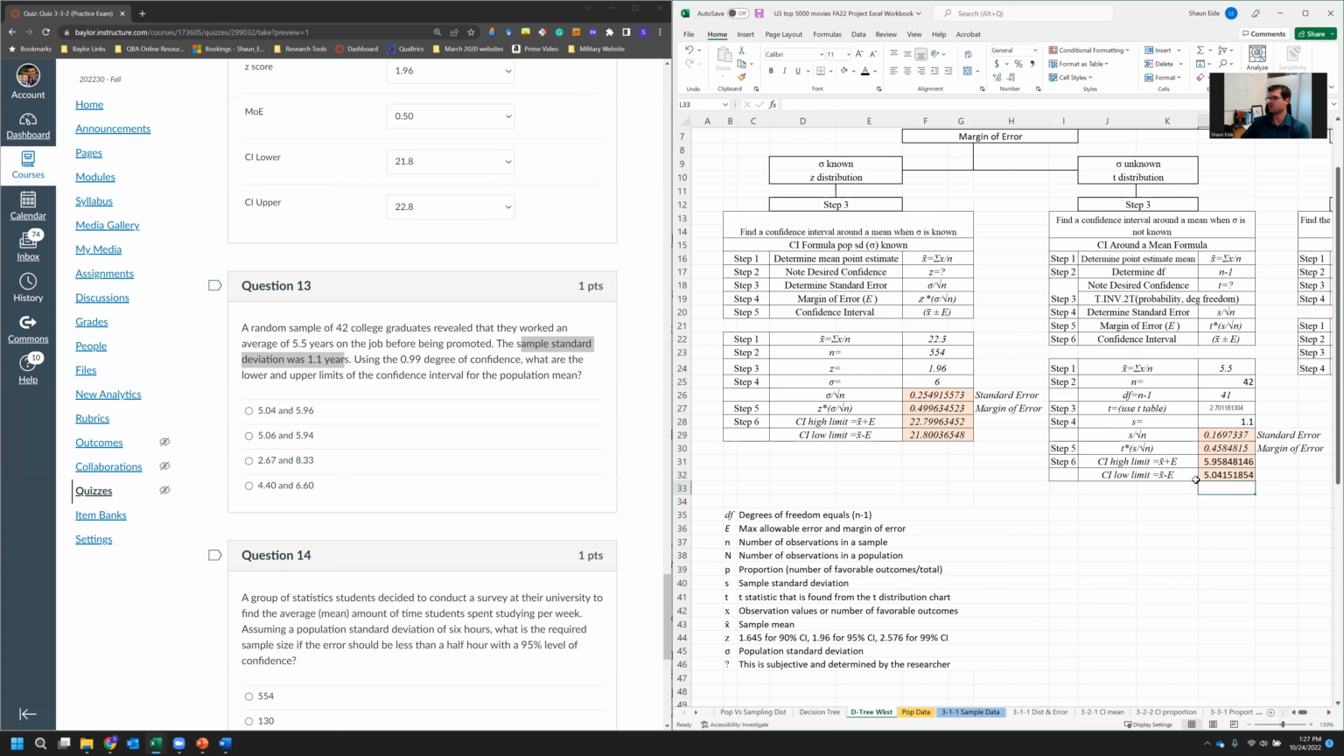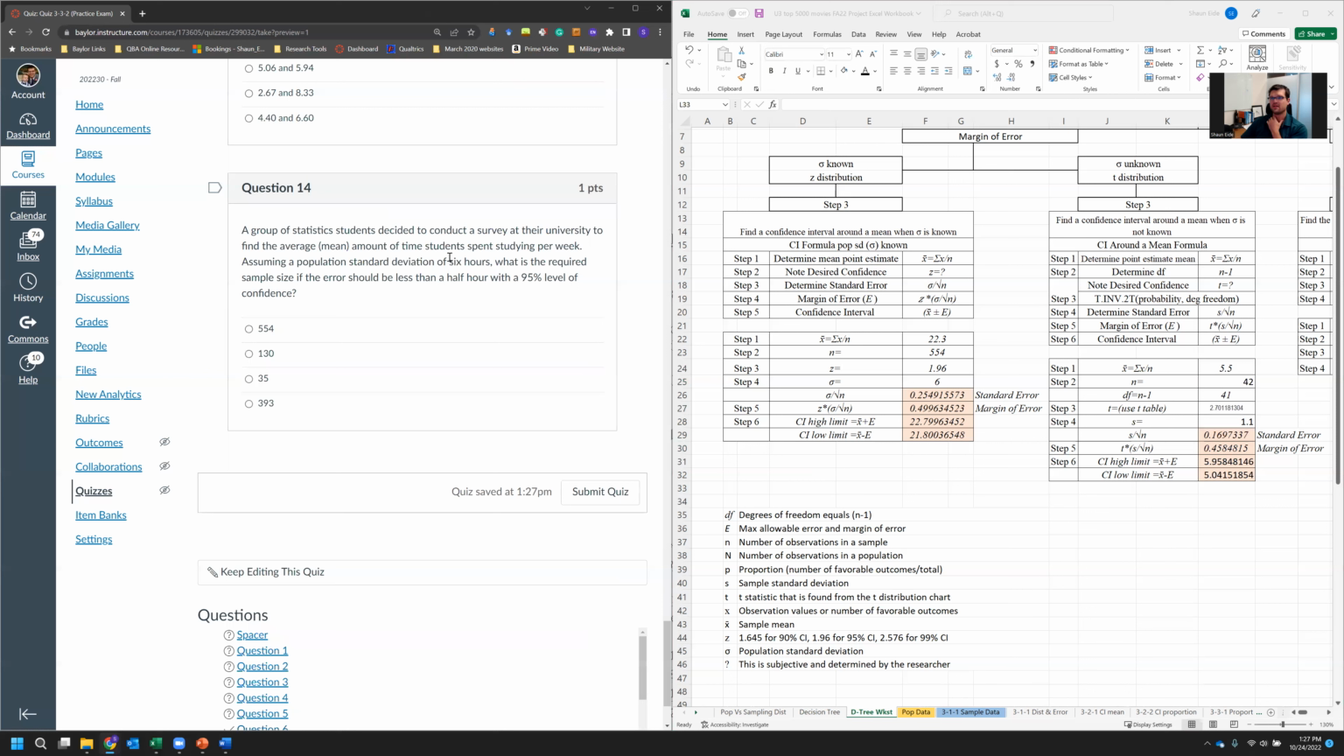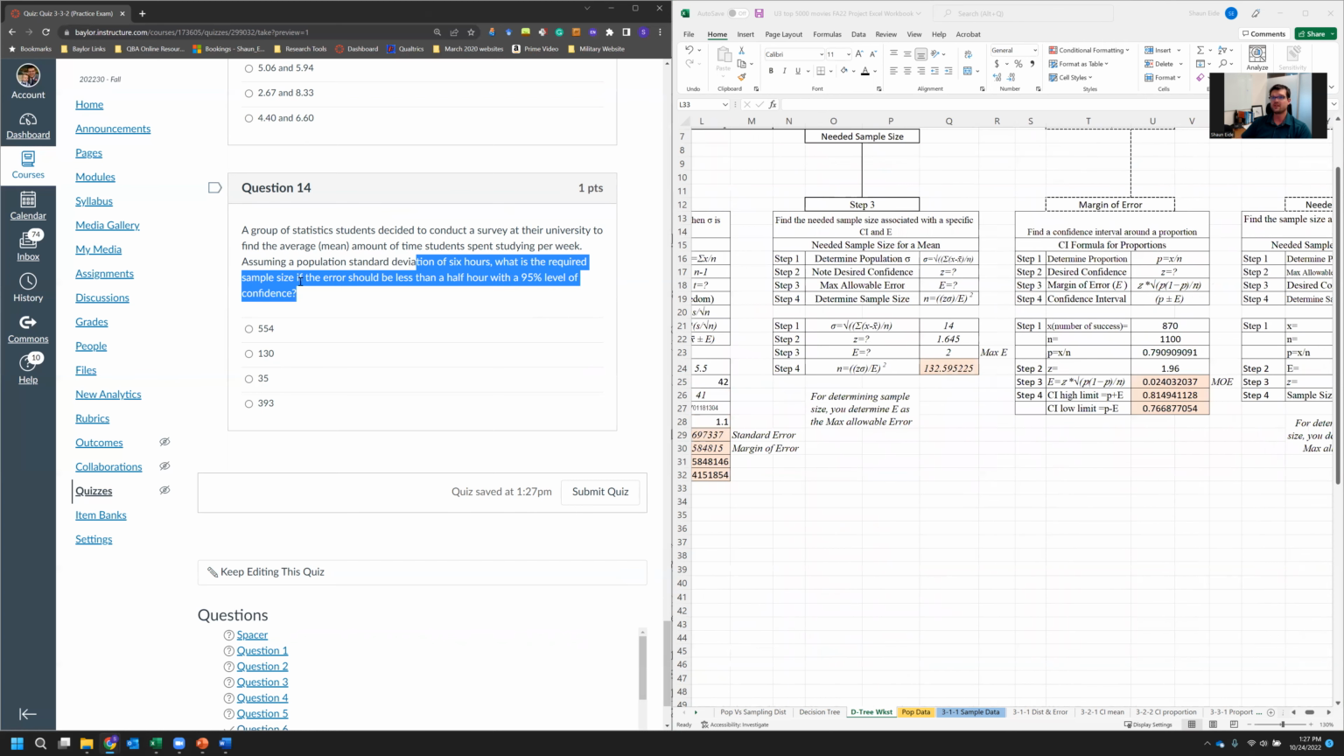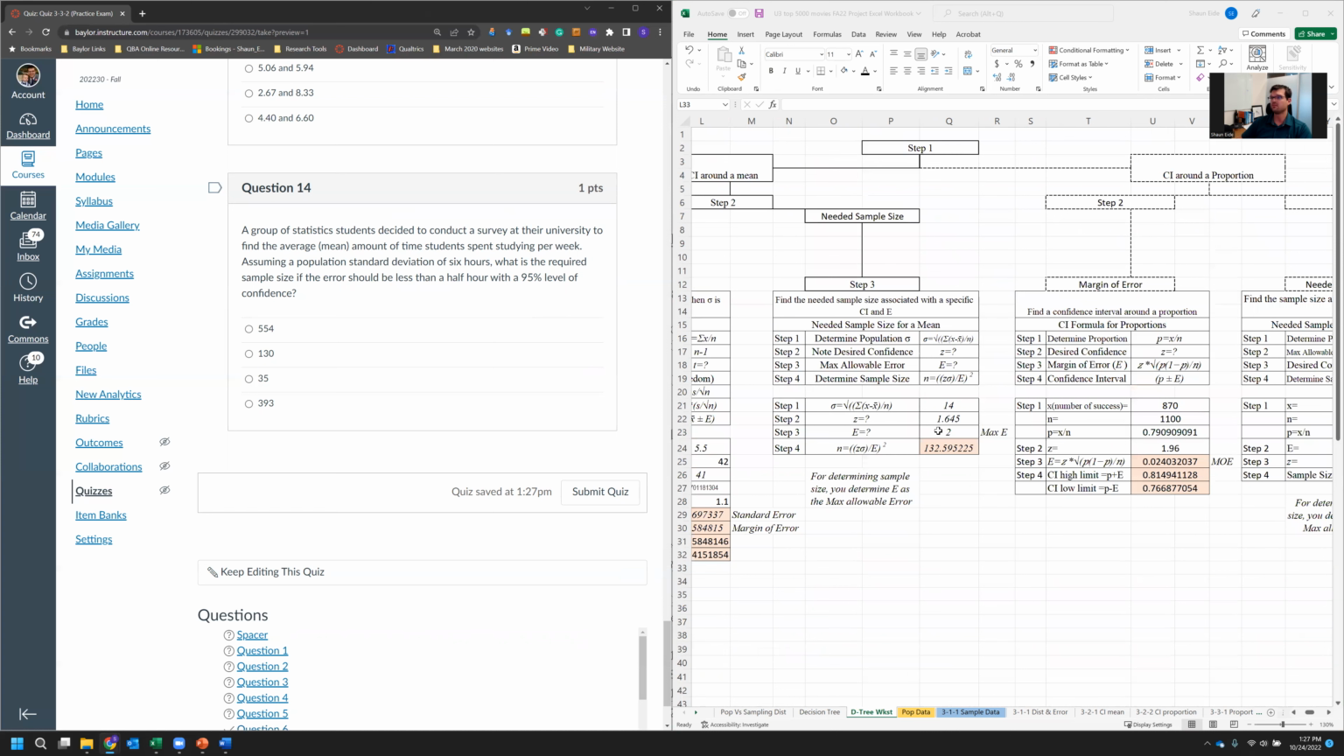Okay. And then a group of stats students decided to conduct a survey at their university to find the average amount of time students spend studying per week, assuming a population standard deviation of 6 hours. What is the required sample size if the error should be less than half an hour with a 95% confidence interval? Okay, so what is the required sample size? And we're looking for it around a mean.